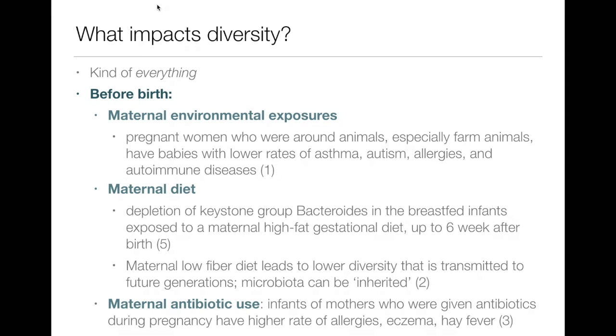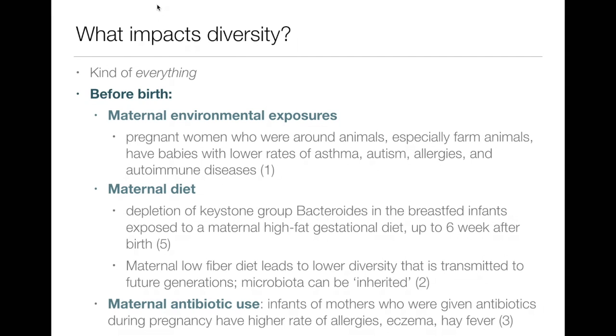So moms that are constantly cleaning, using lots of household cleaners, kind of germaphobes, kind of freaked out about germs during pregnancy, their children tend to have more of those inflammatory disorders later on in life after birth. And a lot of it goes back to acquiring this diverse microbiome in utero.